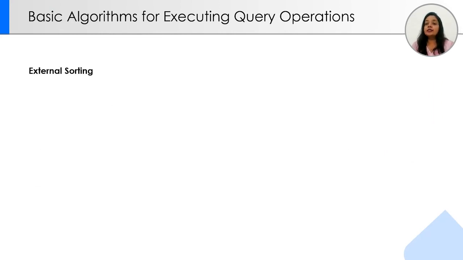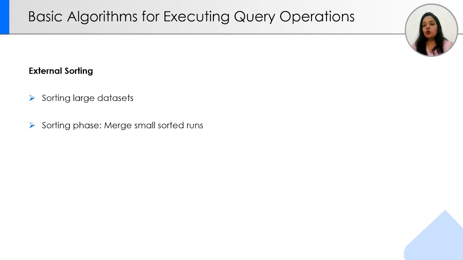Now let us talk about external sorting. So basically it is used for sorting large databases, because when we talk about big business houses or any kind of business, they have these large databases because they keep on collecting the data. So external sorting is used for sorting these large databases. Then the sorting phase, it basically includes merging small sorted runs which already are sorted and are small in size. Then comes the merging phase. So here you keep it simple by merging the sorted run.